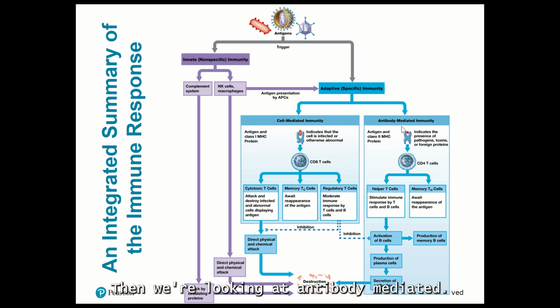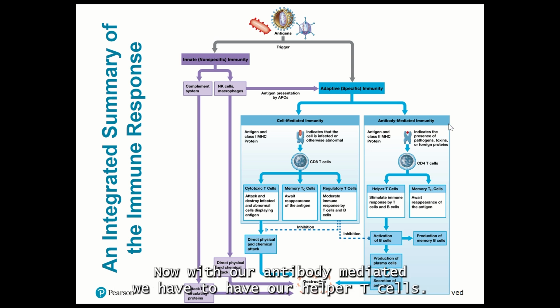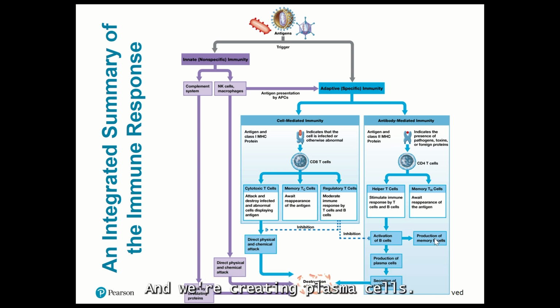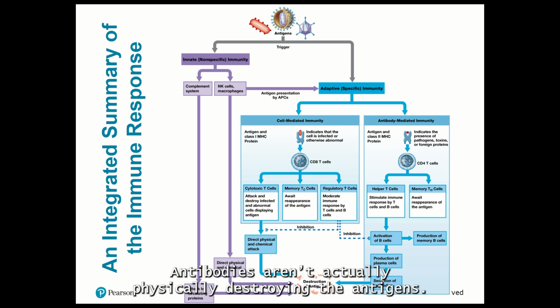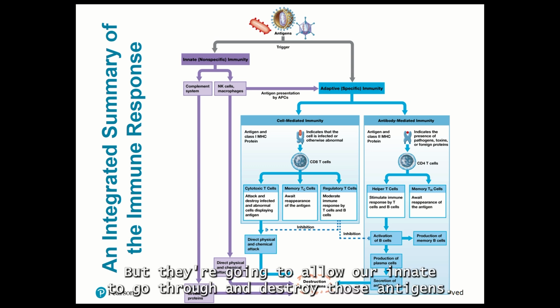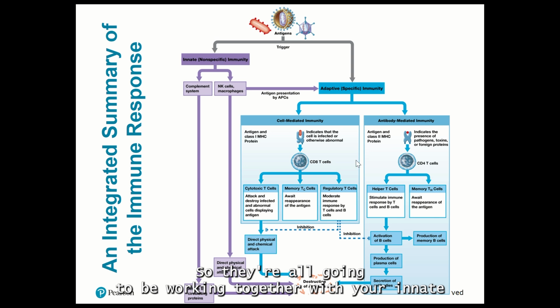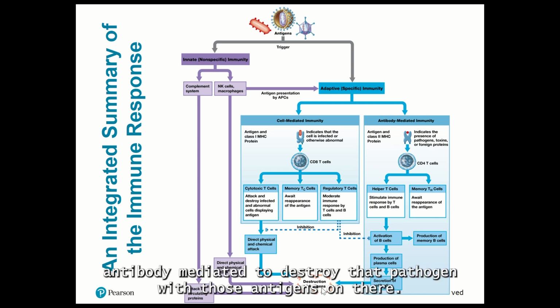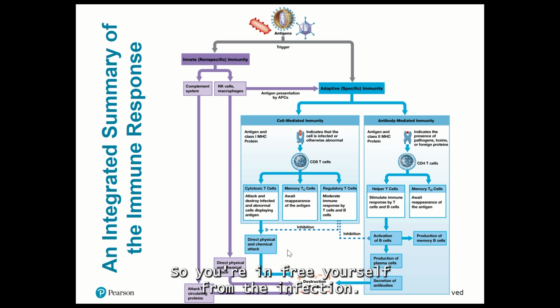Then we're looking at antibody-mediated. Now with our antibody-mediated, we have to have our helper T cells. Those helper T cells are then going to activate our B cells. It's mostly B cell driven though. So we're going to be creating memory B cells, and we're creating plasma cells. Plasma cells, again, are secreting the antibodies. Antibodies aren't actually physically destroying the antigens, but they're going to allow our innate to go through and destroy those antigens. So they're all going to be working together with your innate plus your cell-mediated, antibody-mediated to destroy that pathogen with those antigens on there, so you're going to free yourself from the infection.